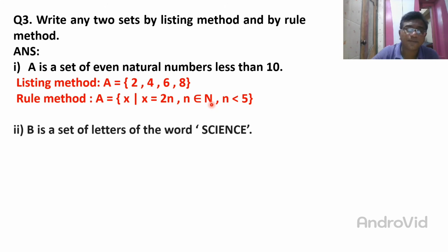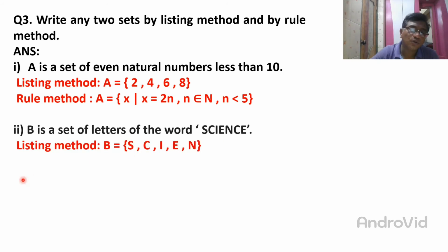Then another example. B is a set of letters of the word science. What is said? B is a set of letters of the word science. Science word, set of letters. Okay. So list method: B is equal to science. So we can write S, C, I, E, N.